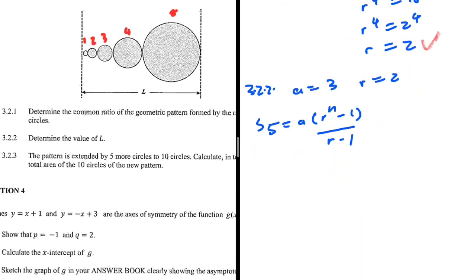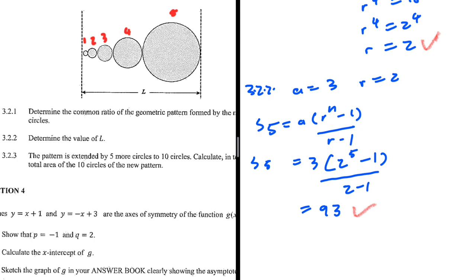Okay, we are back here. So S5, A is 3, R is 2, the number of terms is 5, minus 1, divided by 2 minus 1. So let's take a look. We have 3 multiplied by 2 to the power 5 minus 1, divided by 2 minus 1. This is 93. We can actually do this manually also and see if it is correct, instead of using an equation, right?